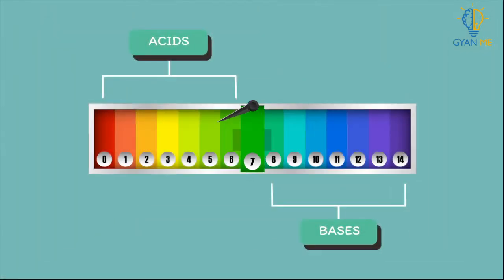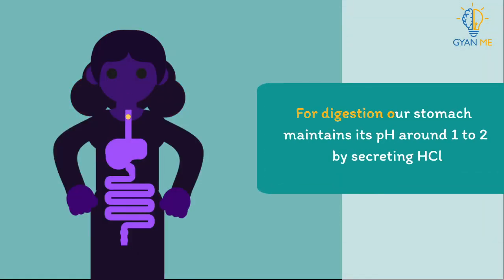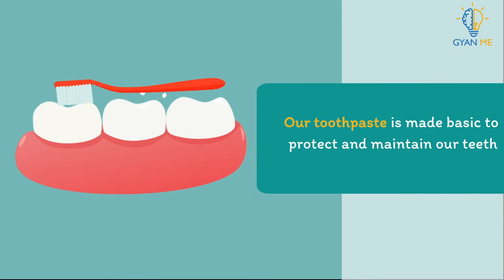In fact, this pH is like a scale to measure strength of acids and bases, and has a lot of importance in everyday life. Like for digestion, our stomach maintains its pH around 3 to 4 by secreting hydrochloric acid. Our toothpaste is made basic to protect and maintain our teeth.